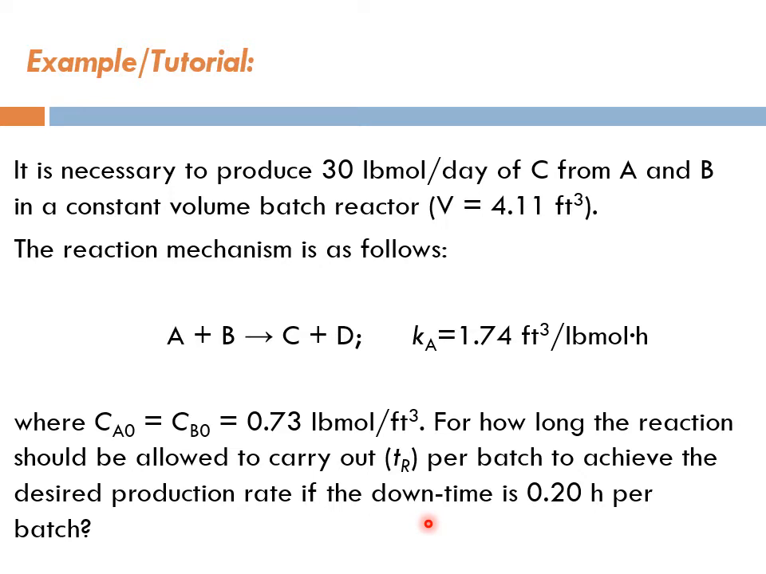So remember, we have time for preparing the reactor, and there is time for the reaction, t_R, and then there is time after the reaction to remove all the products and reactants from the reactor, and then to clean it up and prepare it for the next batch. So all of these times required, which are not part of t_R, are called downtime. Okay, so how are we going to find the required reaction time per batch? Good question.